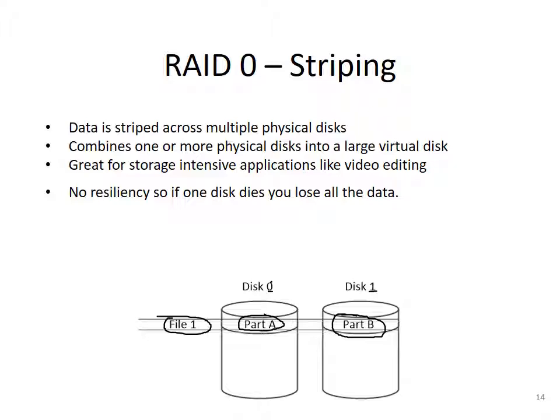But let's look at what happens when we lose a disk. So in this case, we have part A written to disk 0 and part B written to disk 1. Well, if we lose one disk, so let's say we lose disk 0, then we only have part B of the file, and that's not enough to recreate the whole file. We need part A and B in order to read the file. So if we lose a disk in this array, then we lose all the data on that disk, or on that volume, excuse me.